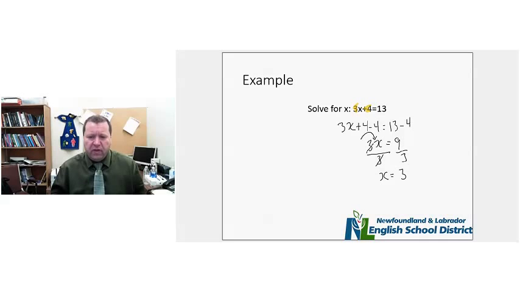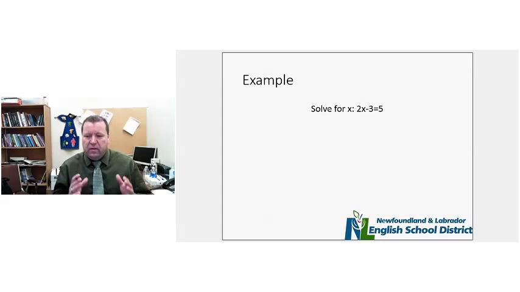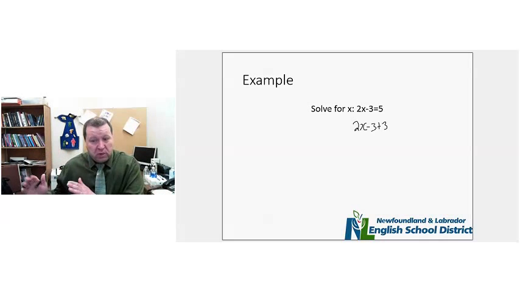Let's do another example. Let's solve 2x minus 3 is equal to 5. Same process, really. We have to try to isolate or get x all by itself. First step, we're going to do the opposite of subtract 3, which is plus 3. Equation is like a balance. Doing it to one side means we must do it to the other side. And when we are done, we have 2x is equal to 8.